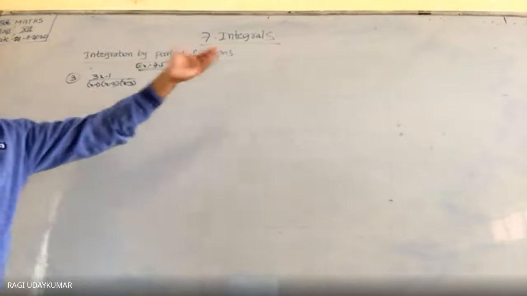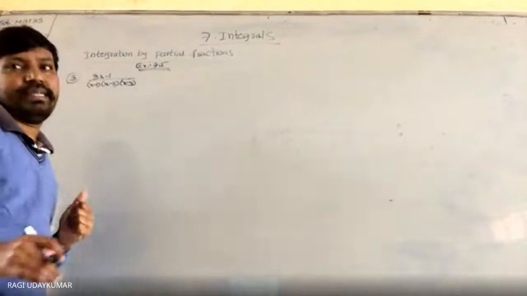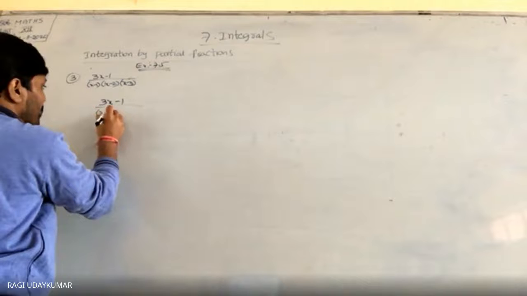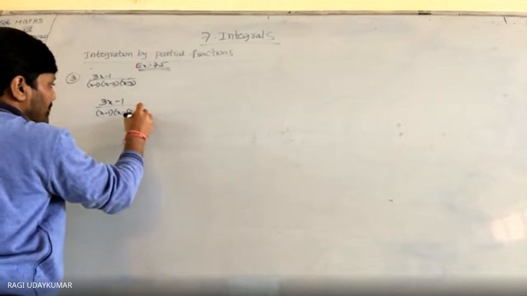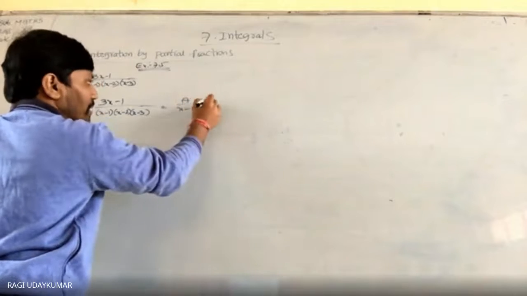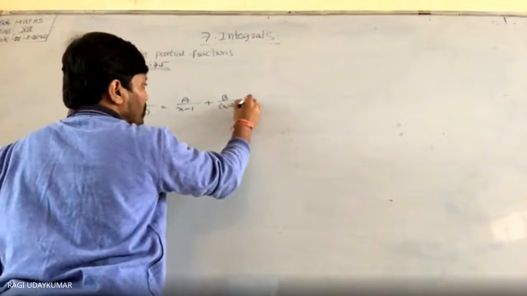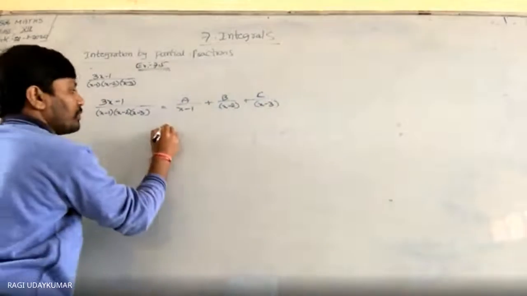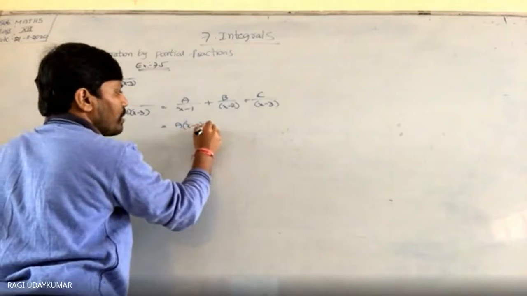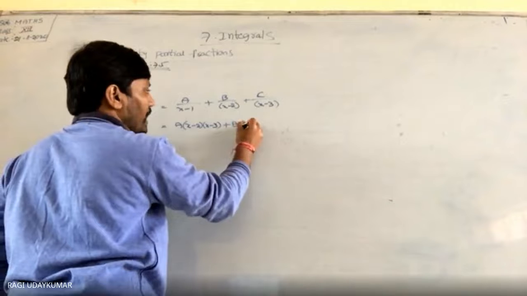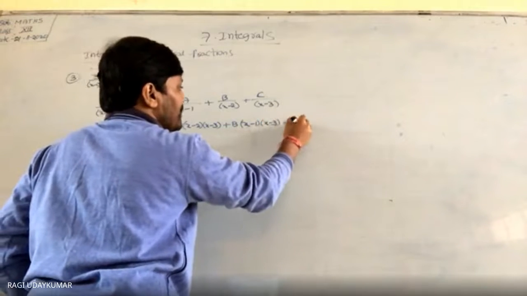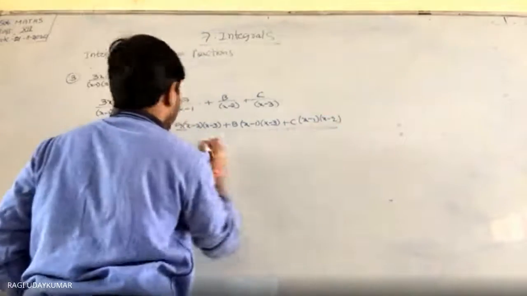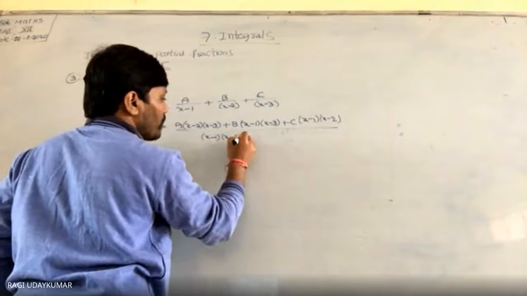We have to convert the product into sum form using partial fractions. So how do we convert it? As per the denominator, (3x minus 1) by (x minus 1)(x minus 2)(x minus 3) can be written as a by (x minus 1) plus b by (x minus 2) plus c by (x minus 3). Now simplify this. We get a into (x minus 2)(x minus 3) plus b into (x minus 1)(x minus 3) plus c into (x minus 1)(x minus 2), divided by (x minus 1)(x minus 2)(x minus 3).